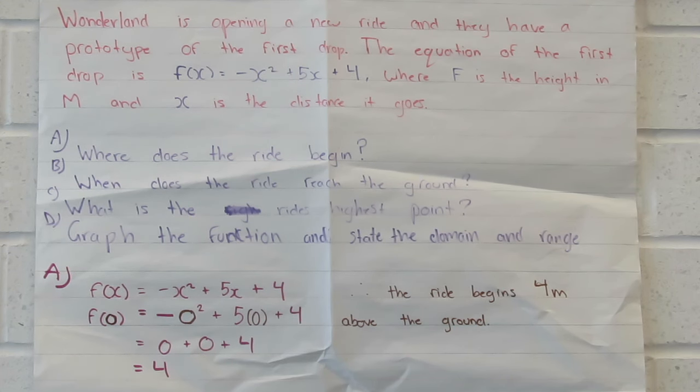The first question is A, where does the ride begin? B, when does the ride reach the ground? C, what is the ride's highest point? And D, graph the function and state the domain and range.